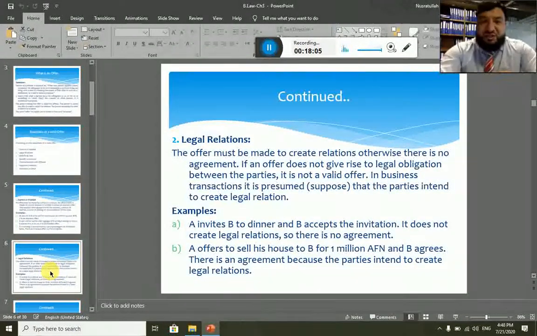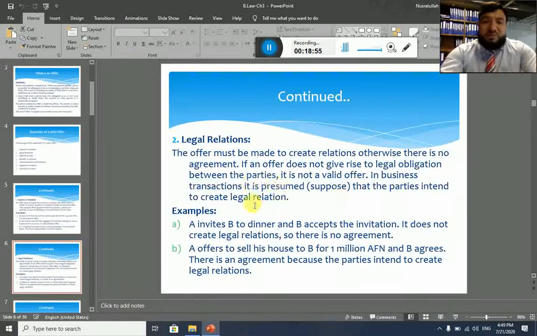Next, legal relation. The offer must be made to create legal relations, otherwise there is no agreement. Legal relations here means that there should be legal obligations between the parties. After the offer is accepted, the obligations created under this offer must be legal, according to the law, not against the law. And there should always be a business between the parties, not for social affairs. An offer is only for business affairs. If an offer does not give rise to legal obligation between the parties, it's not a valid offer.